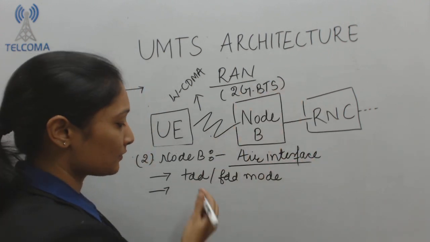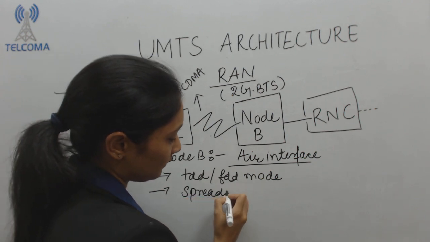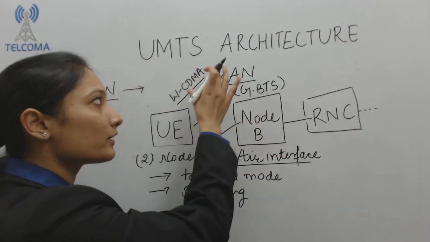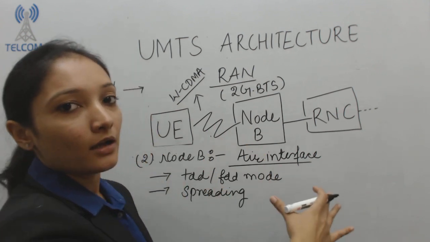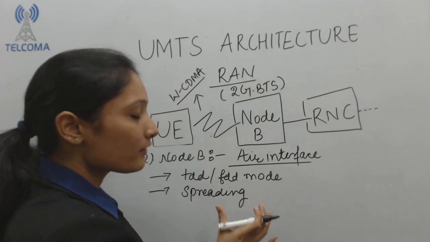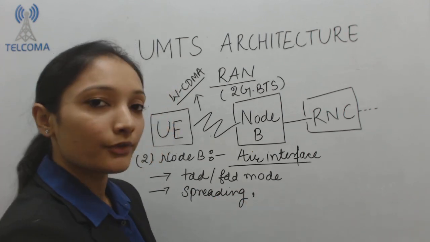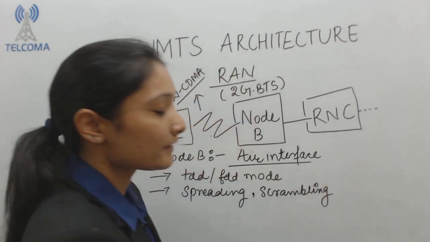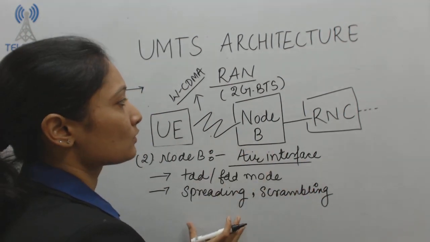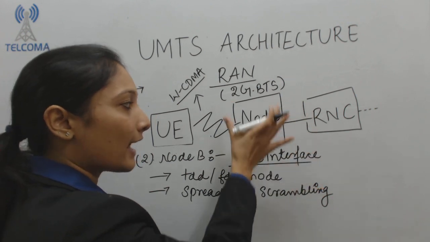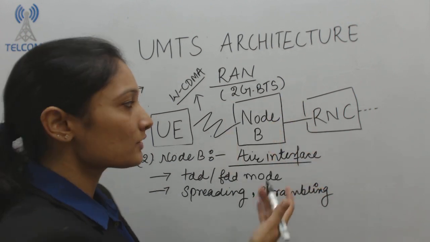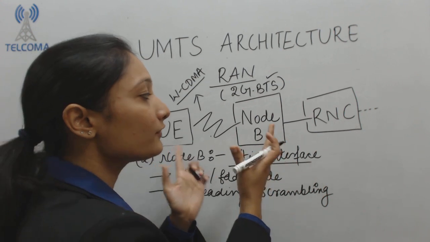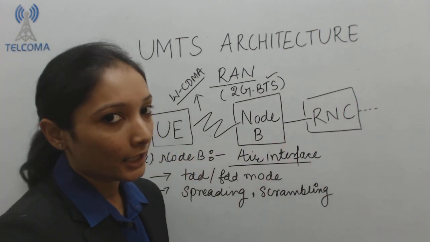Node B is also held responsible for spreading operation. As we know that the access technology is WCDMA, that is code division multiple access. So that means we have to spread our information with the code. So it is responsible for spreading the information. Further, node B also performs scrambling operations. So all the activities which are related to the air interface processing are done by our node B, which is similar to our base transceiver station in the GSM network. So the basic functionality of this unit is the transmission and reception of the information.